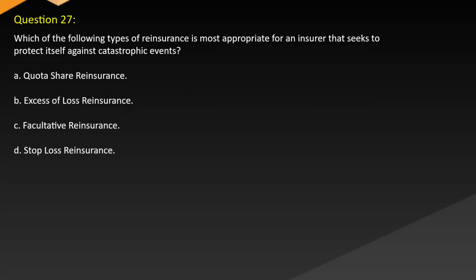Question 27. Which of the following types of reinsurance is most appropriate for an insurer that seeks to protect itself against catastrophic events? A. Quota share reinsurance. B. Excess of loss reinsurance. C. Facultative reinsurance. D. Stop loss reinsurance.